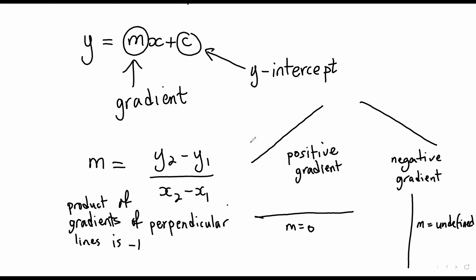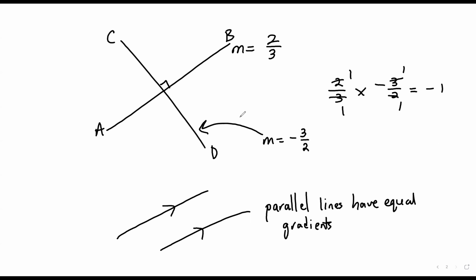Any line that is increasing from left to right has a positive gradient. If the line is decreasing from left to right, it has a negative gradient. A horizontal line has a gradient of 0, and a vertical line has an undefined gradient. The product of the gradients of perpendicular lines is -1, or we say they have negative reciprocal gradients. If the gradient of one line is 2/3, the gradient of a line perpendicular to it is -3/2. And parallel lines have equal gradients.